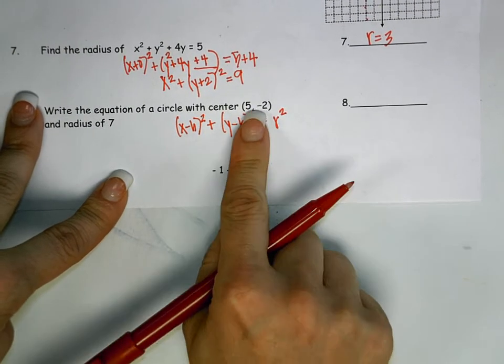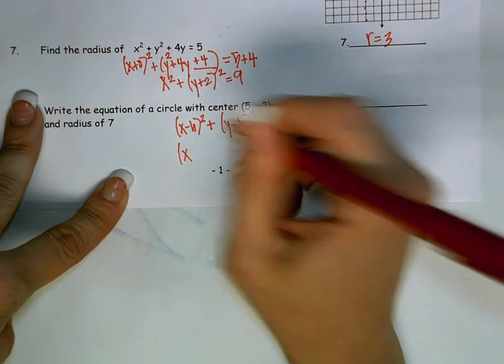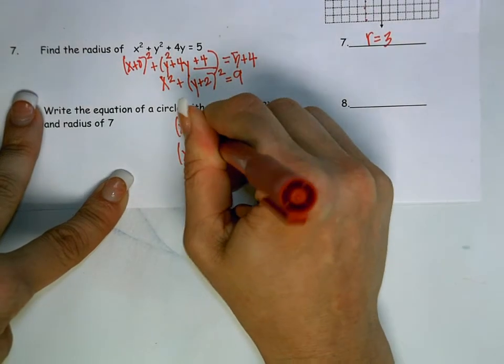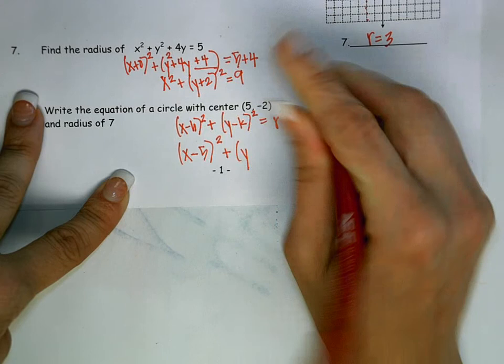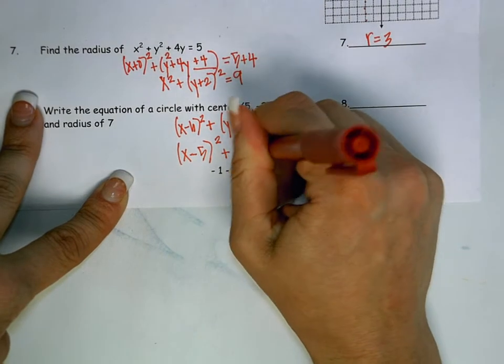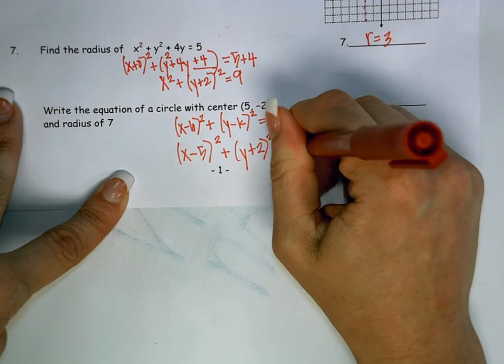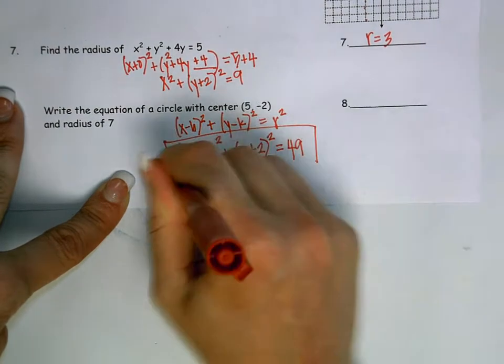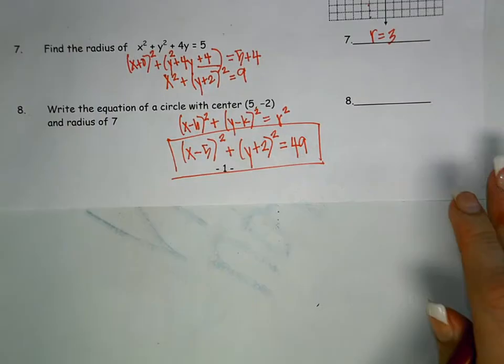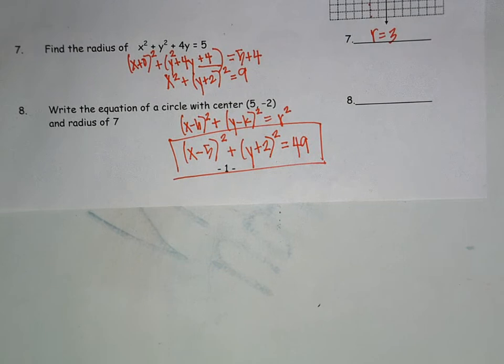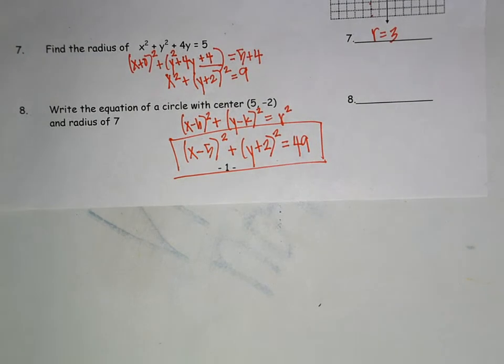So the x portion is the 5. Change the sign, so it's going to be x minus 5 squared plus y, change your sign to a plus 2 squared equals 7 squared is 49. So that is your answer. X minus 5 squared plus y plus 2 squared equals 49.